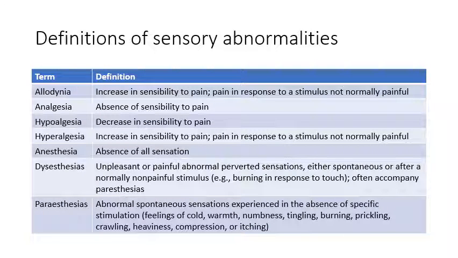Here are some definitions of the most common sensory abnormalities. Allodynia is an increase in sensibility to pain, or pain in response to a stimulus that is not normally painful. Analgesia is absence of sensibility to pain. Hypoalgesia is decrease in sensibility to pain. Hyperalgesia is increase in sensibility to pain. Anesthesia is absence of all sensations.